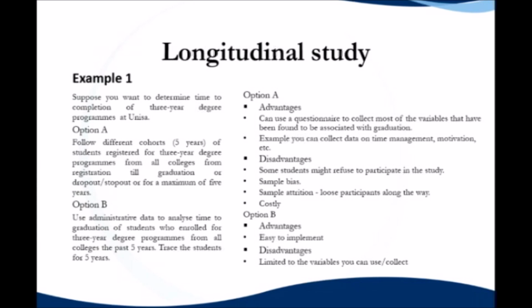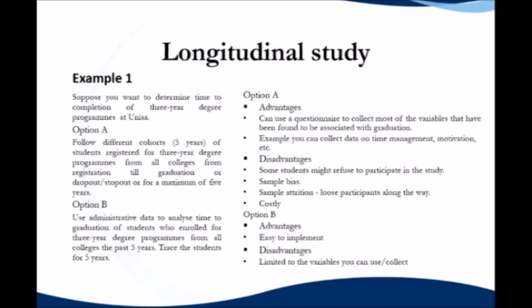So you do a retrospective, you study now, you look at the problem retrospectively. You use administrative data to analyze time to graduation of students. So you go into the database and maybe start from what happened in 2015, students who registered in 2015, and then from the administrative records, you trace them until graduation and maximum until 5 years, and you are able to report.